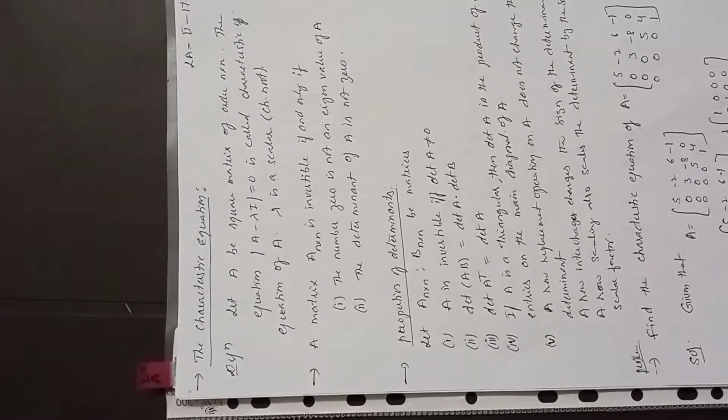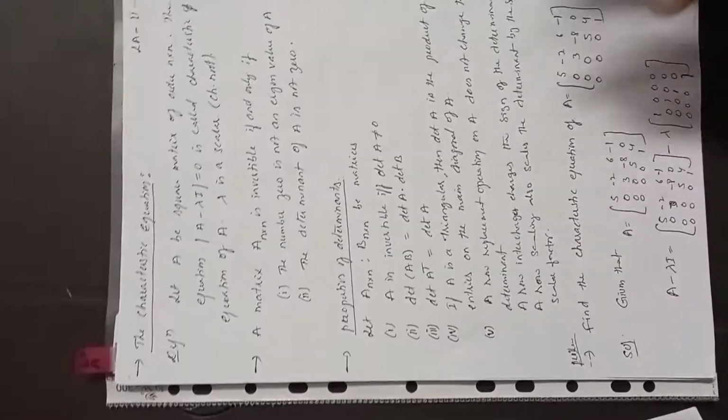Next, characteristic equation. What is characteristic equation? Let A be a square matrix of order n, then the equation mod of A minus lambda I is equal to 0 is called the characteristic equation of A, where lambda is a scalar. This scalar is nothing but a characteristic root, or you can say eigenvalue.